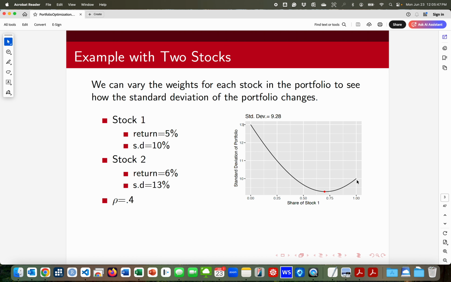On the far right, if 100% of our portfolio is in stock 1, so share of stock 1 is 100% or 1, we get a 10% standard deviation, which is exactly what we get right here. So this portfolio right here has a standard deviation of 13% and a return of 6%. This one has a standard deviation of 10%, a return of 5%. And as we vary the share of stock 1, as we go from 0 to 100, our return is going to move somewhere between 5 and 6%. So as we move to the right, our return is going to move closer to 6%.